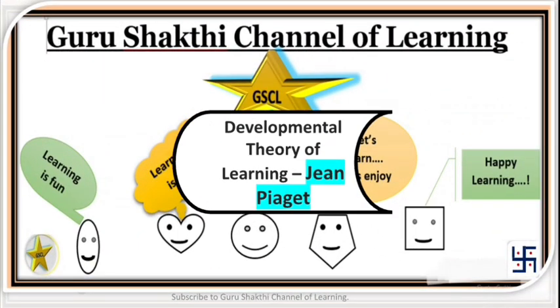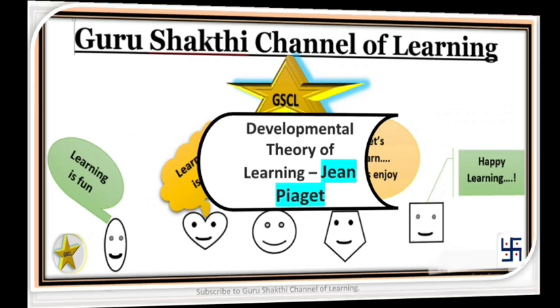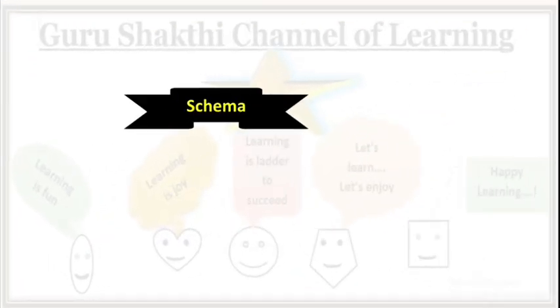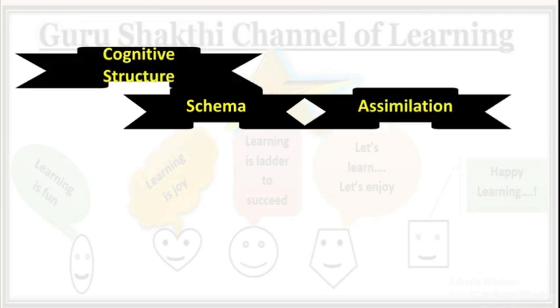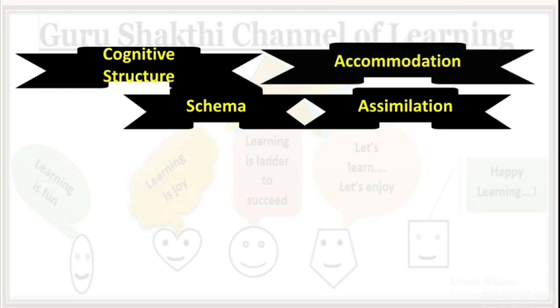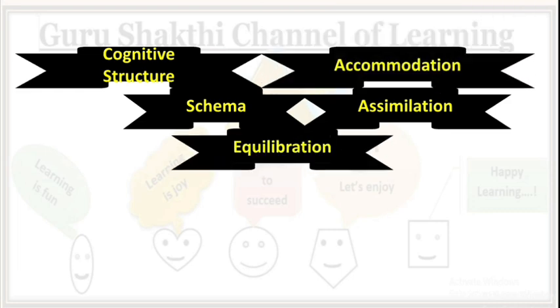This video will focus on the developmental theory of learning, which was propounded by Jean Piaget. This video will focus on the meaning of the following: schema, cognitive structure, assimilation, accommodation, and equilibration. These are the important terminologies pertaining to Jean Piaget's developmental theory of learning.